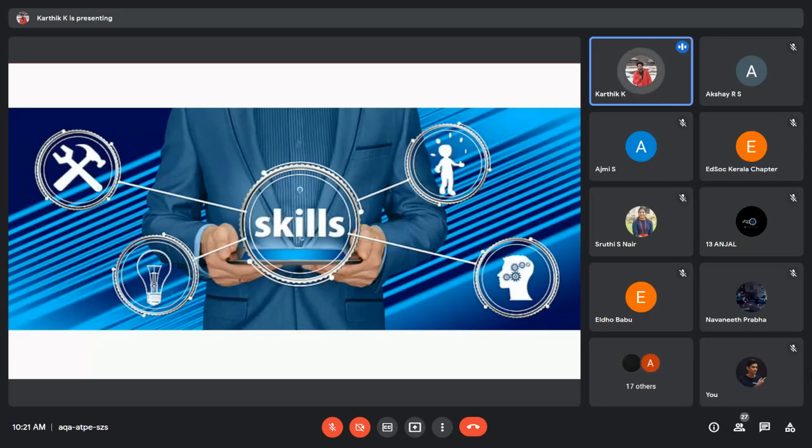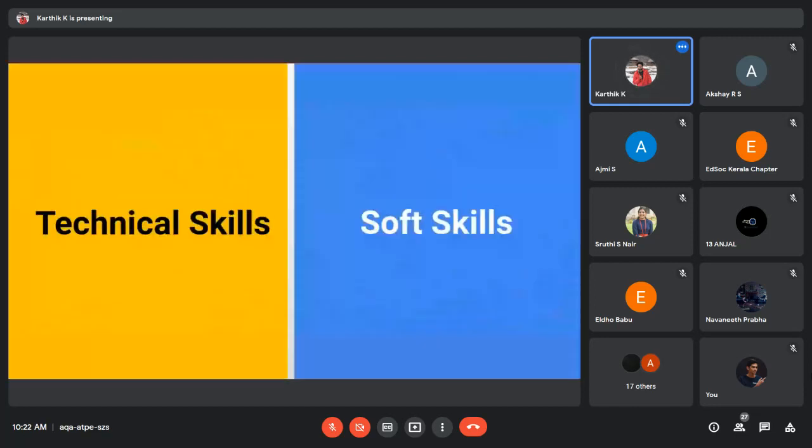So what can you do in order to achieve these kinds of skills? IEEE actually has two verticals of skills. I always say that we have two verticals in IEEE.